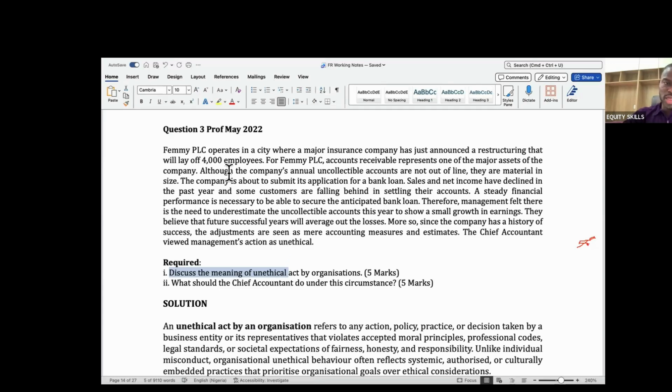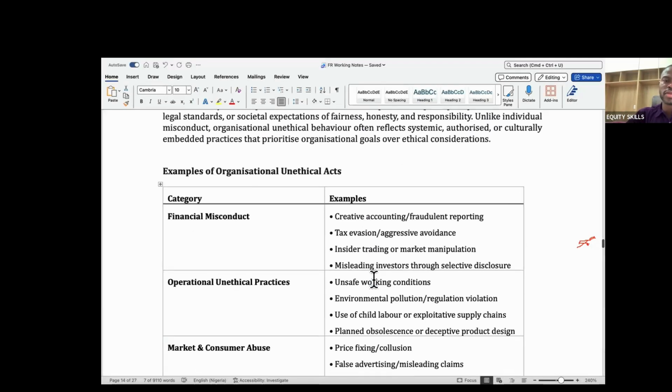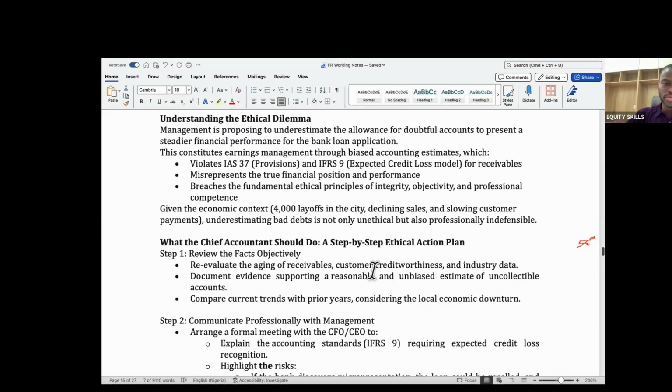And again, in this instance, they were asking the accountant to do the wrong thing. They were asking him to understate receivables. So in the same manner, they'll just tell you something is wrong, and they'll ask you, what should the accountant do? So you state what is wrong, why it is wrong, the threats, and then what you should do. 5 marks, as you can see. And I gave you the solution there.